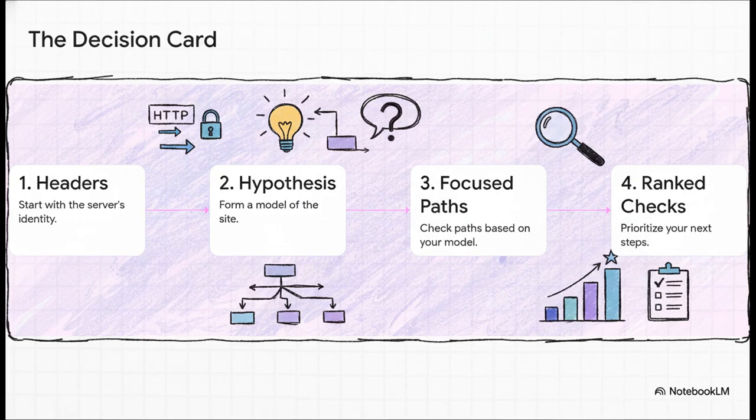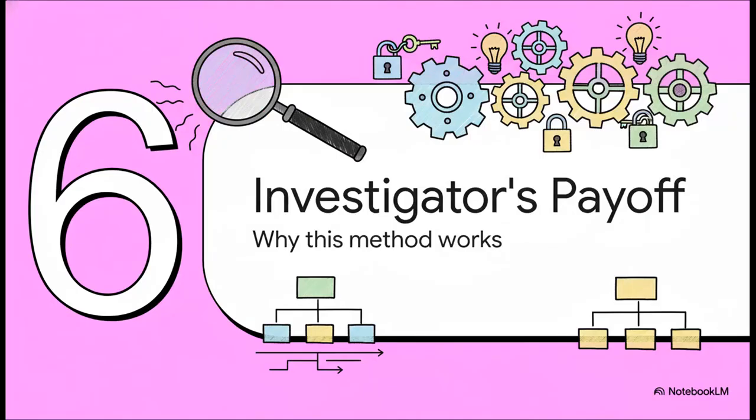model. Step 3, now you run focused path checks to test that model. You aren't looking for everything under the sun. You're looking for specific things that either prove or disprove your theory. And finally, step 4, you take what you just learned and you rank your next checks. You're constantly asking, okay, based on that new piece of evidence, what's the smartest possible thing I can do next? It's a loop.